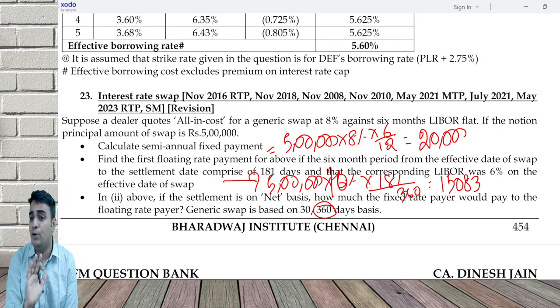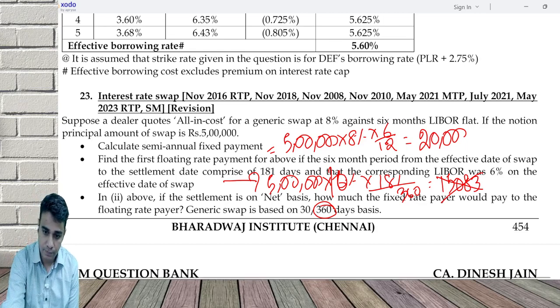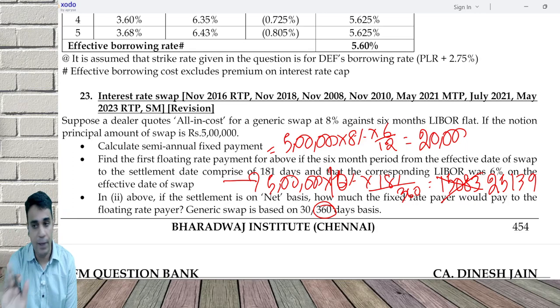I will not pay you 20,000. Let me be very clear. You will not pay me 15,083. We will settle net. It can be the opposite also. What is the opposite? If it's 10%, tell me 10% means how much? 25,139. 25,000. Now, the fixed guy will not pay you 20,000.